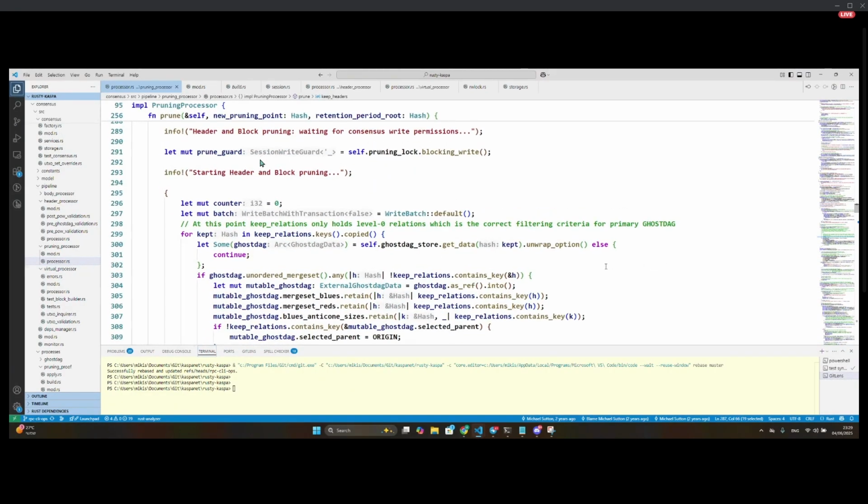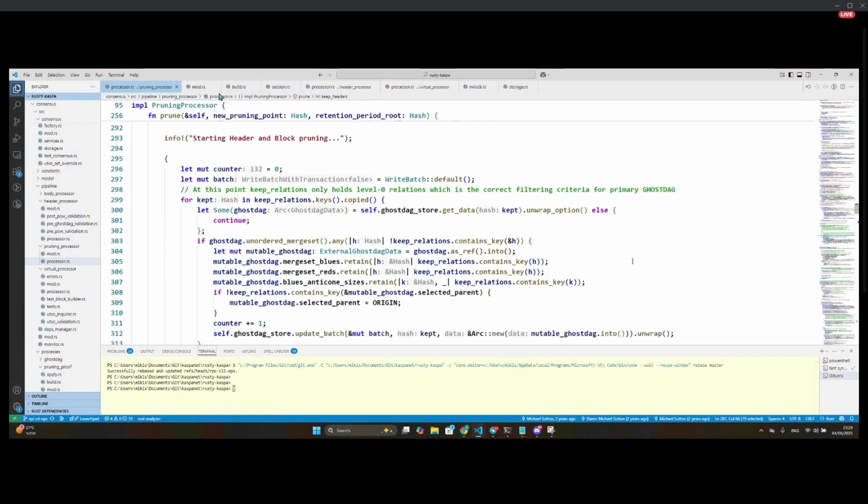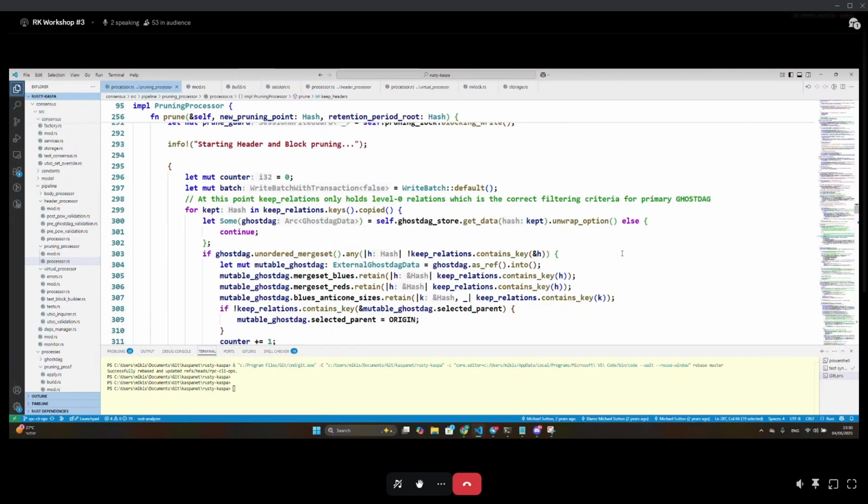Okay. Is the font large enough? Yeah, I see the code, but it's a bit hard to see the file names. The tabs at the top don't get bigger. So I can see it's in the pruning processor file or something. The code itself you can't see? No, the code I can see. I just can't see the file names. The tabs are not getting bigger if I increase the size of the font. Okay, I see. We're mostly inside the pruning processor now, processor.rs.